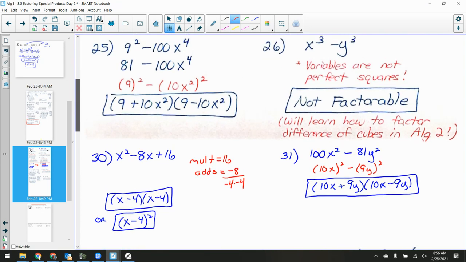Okay, there's 25, 26. Then we can start to see 30 and 31 at the bottom. 25, again, I wish it would have just said 81, not to try to confuse you with that 9 squared. But it should have been 9 plus 10x squared, 9 minus 10x squared. Number 26 is another one of those not factorable ones because they're not even powers. X to the third minus y to the third.